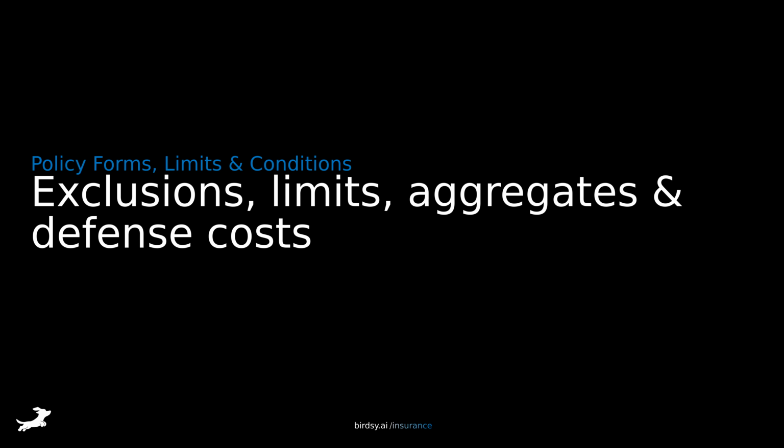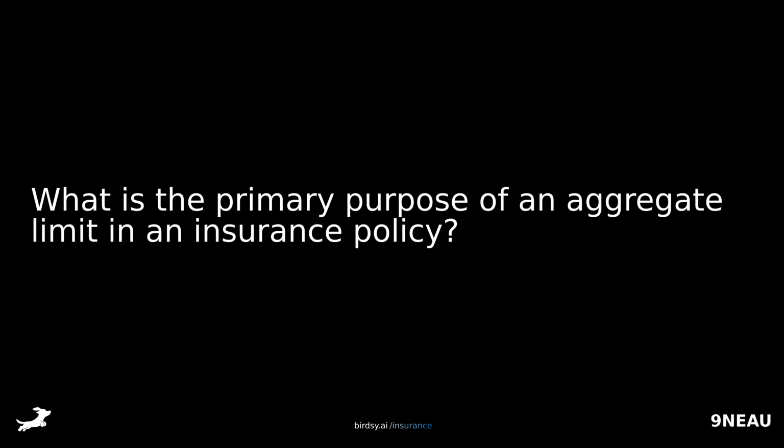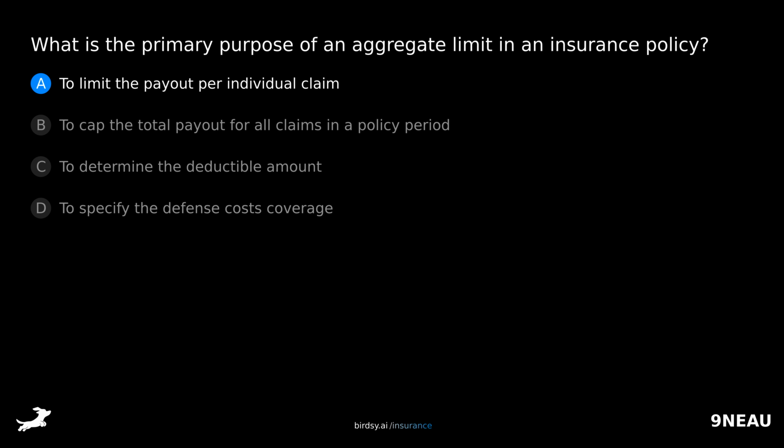Exclusions, limits, aggregates, and defense costs. What is the primary purpose of an aggregate limit in an insurance policy? Is it A, to limit the payout per individual claim? B, to cap the total payout for all claims in a policy period? C, to determine the deductible amount? Or D, to specify the defense costs coverage?